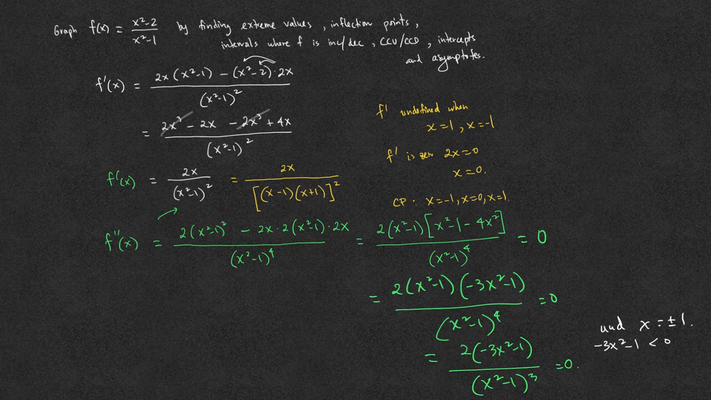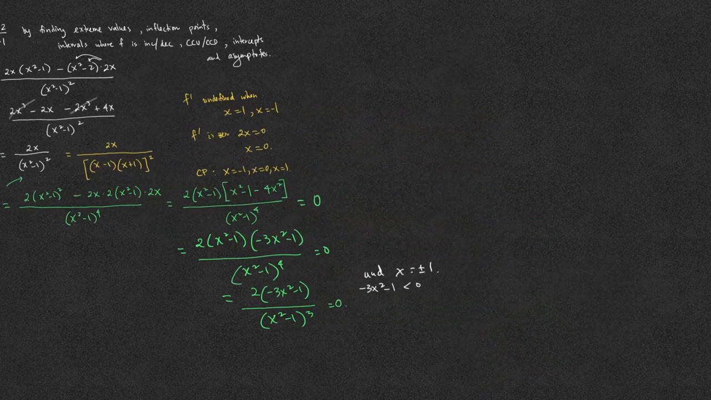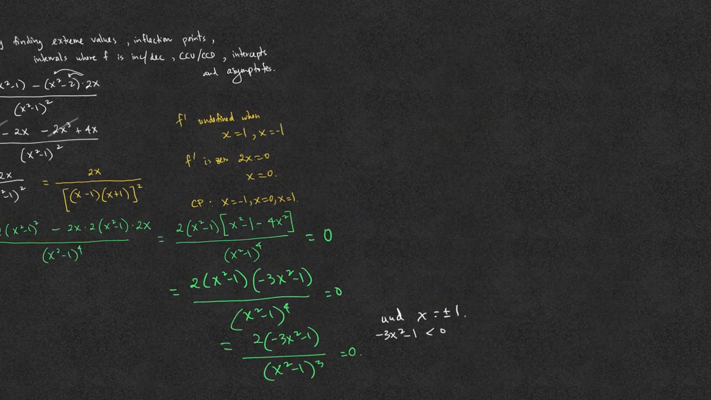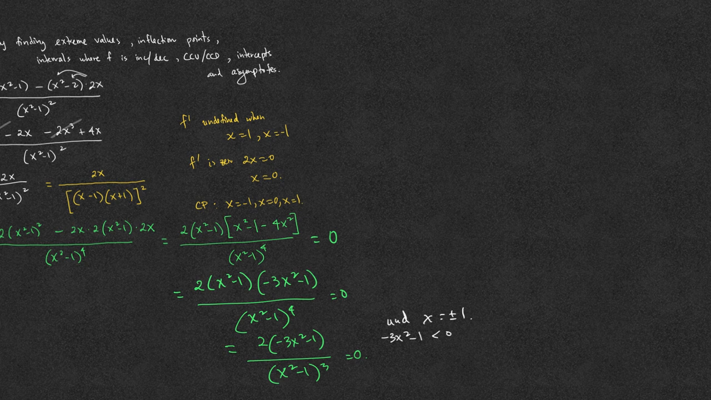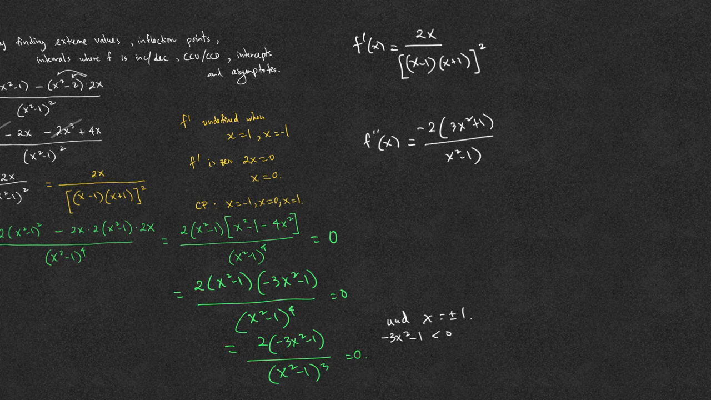We now construct the sign charts for the first derivative and the second derivative. The first derivative f prime of x is 2x over x minus 1 times x plus 1, the quantity in the denominator squared. f double prime of x is negative 2 times 3x squared plus 1 over x squared minus 1 cubed, where we factor out the negative in the second derivative.